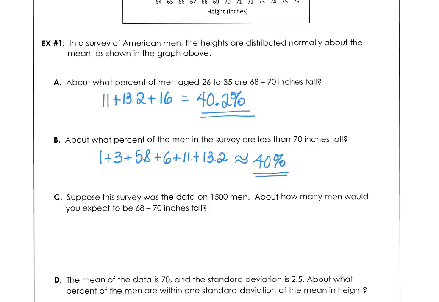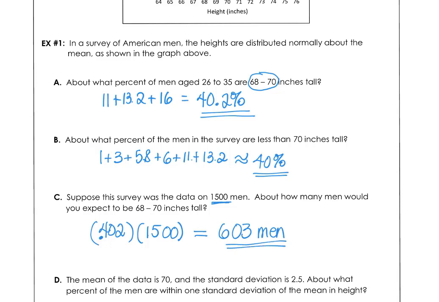Now, in Part C, suppose the survey was the data of 1,500 men. About how many men would you expect to be within the 68 to 70 inch range? So if it was 40.2%, writing 40.2 as a decimal times the 1,500 men in the survey with our calculator, that's about 603 men would be expected in that survey of 1,500 men.